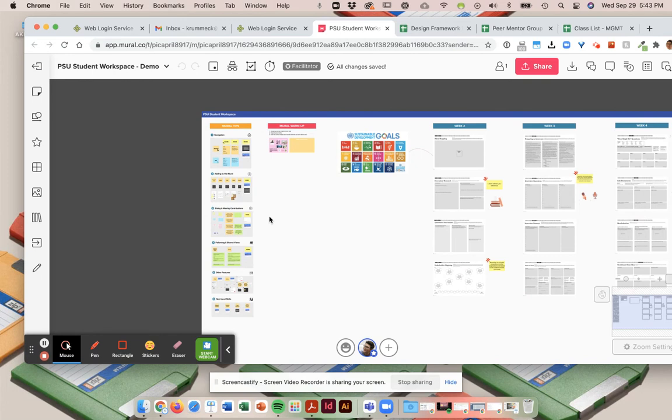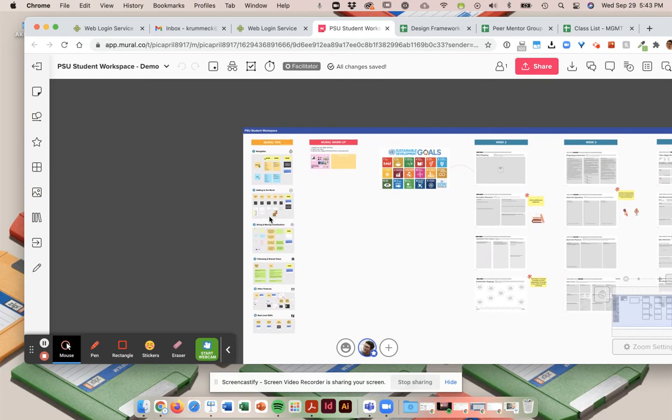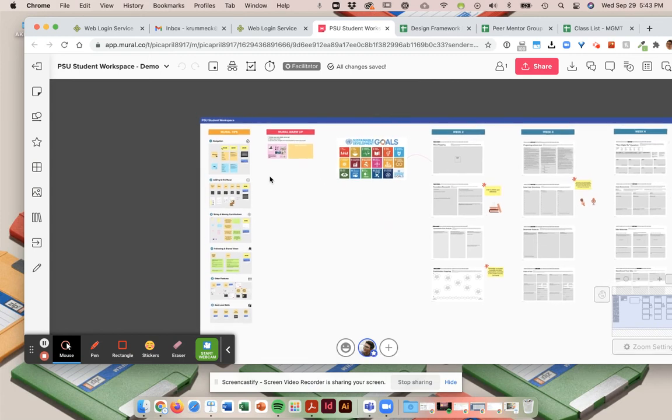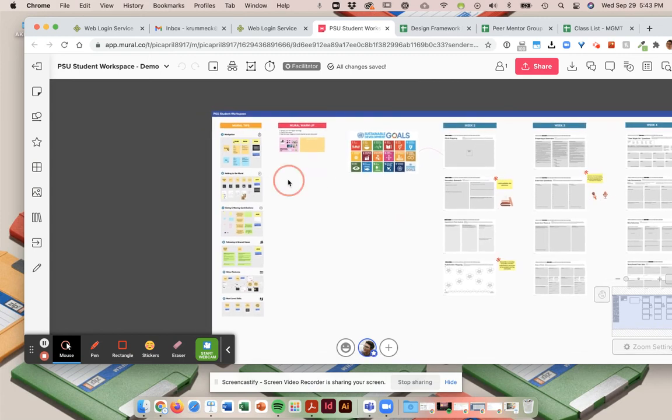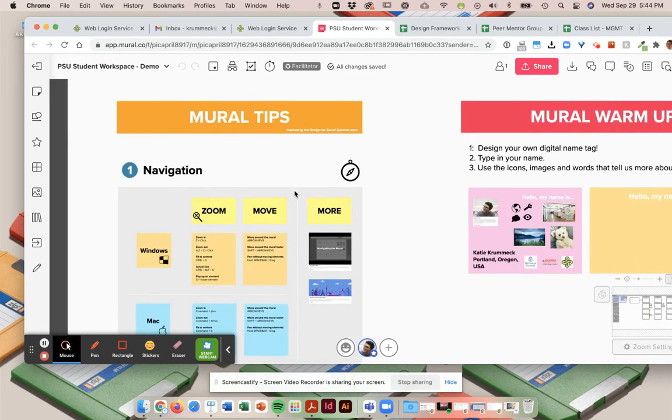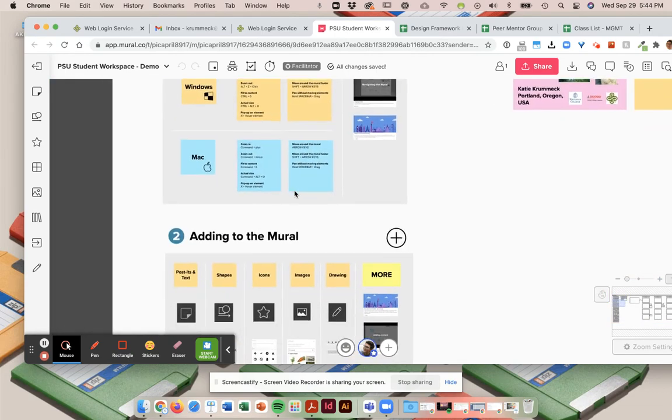One is that there are some great basic tutorials that will help you to understand how to navigate Mural, and I've linked those in the syllabus, and I'll send a reminder out for those. You can also zoom into this corner part of the board and see different Mural tips about navigating and contributing to the board. So click in here and it will give you these different tips.